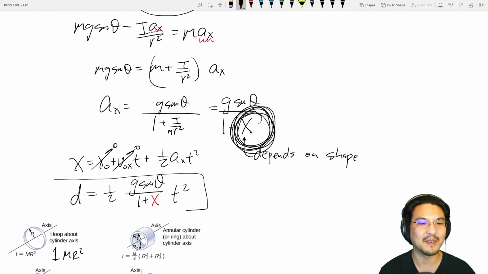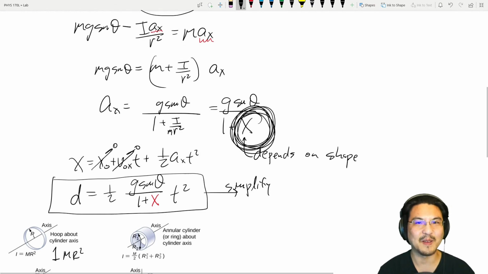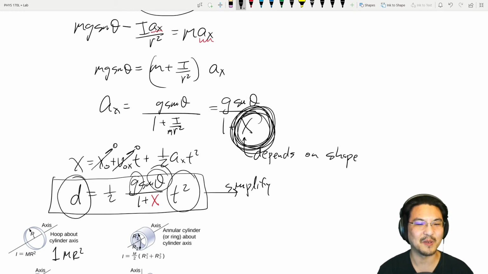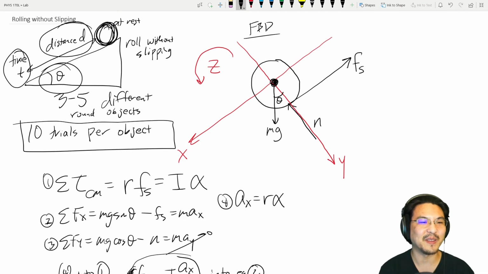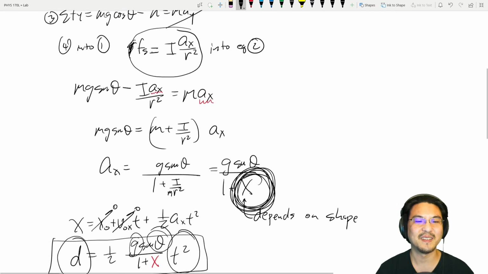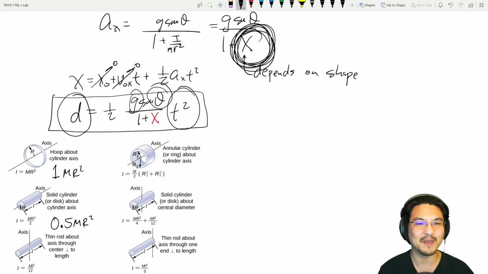So take a look at this. You just simplify this. I'll leave it to you. And then if you take a look at it, if you measure the distance d, you measure the angle, you already know g, measure the time, the only unknown is this coefficient we're looking for. Okay, and then you would do 10 trials for each of your objects, and then you take the mean and the standard deviation. The mean value is what goes here for that time you measured.